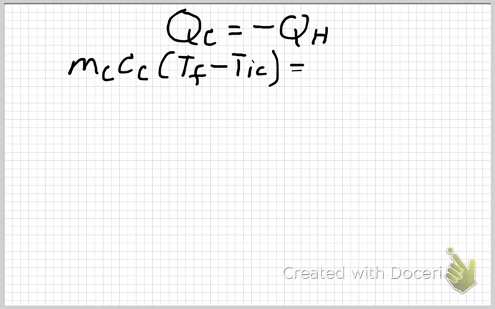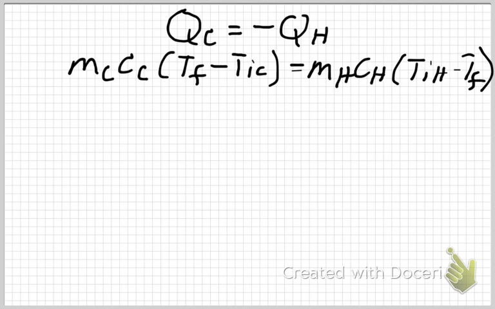So that equals the energy that left the hot object, so mass of the hot object, specific heat of the hot object, temperature initial hot, minus temperature final. Now remember, on the right hand side, in the parentheses, everything is flipped around because I took that negative out front and I distributed it through the parentheses, and you're less likely to lose that negative in your work if you do it this way.